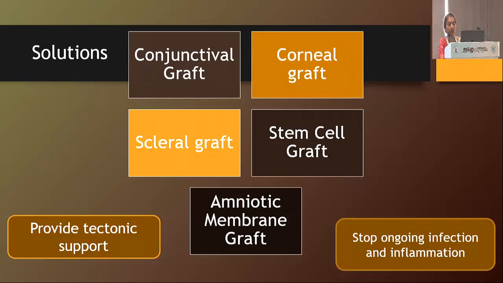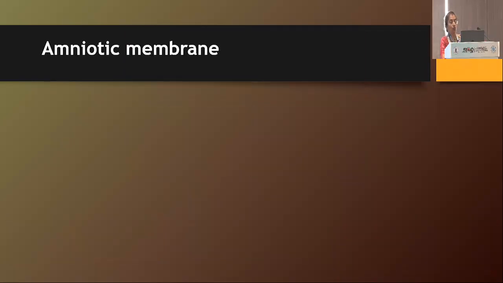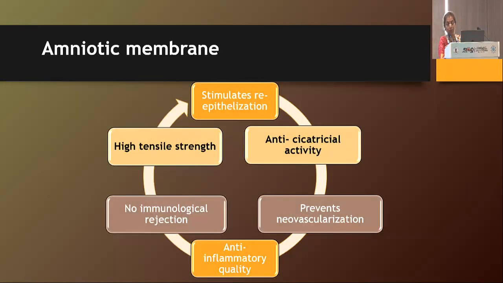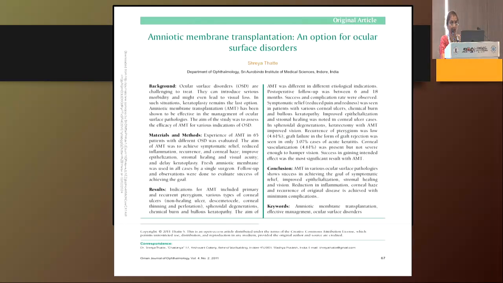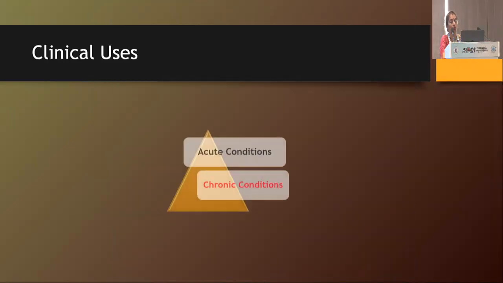They provide tectonic support, but they can't stop the ongoing infection and inflammation. So we require something which can stop this, and amniotic membrane does that by stimulating reepithelialization. It has very good anti-cicatricial activity. It prevents neovascularization. It has anti-inflammatory quality, and the best part is there is no immunological rejection. It has high tensile strength, so it can be used for a larger surface area. This work was published as amniotic membrane transplantation, an option for ocular surface disorders.